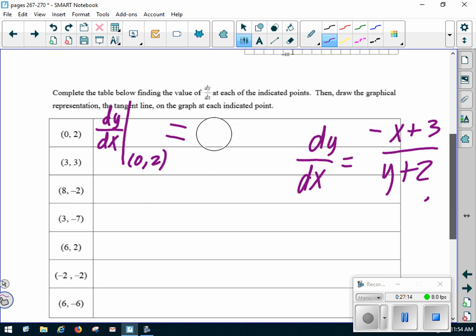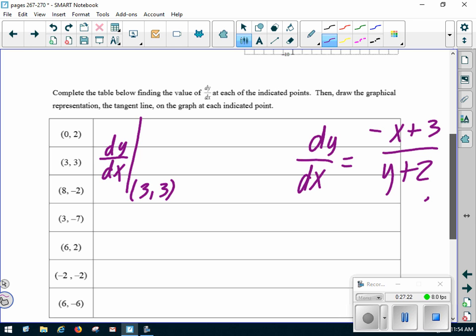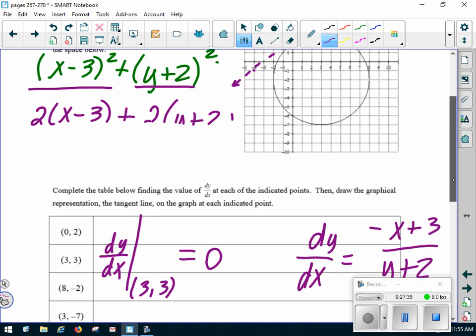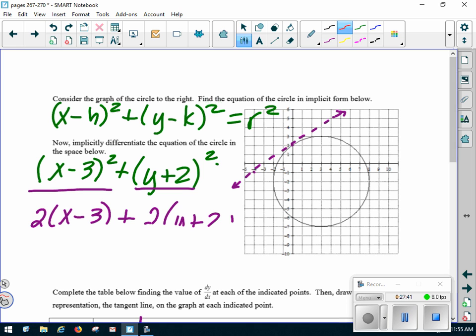Let's do the second one, 3,3. So we're going to write dy dx evaluated at 3,3. What do you get? You get 0 over 5? 0? So you're going to go to the point 3,3. And you're going to draw a tangent line that has a slope of 0. So what's that line look like? Yep, it's horizontal.